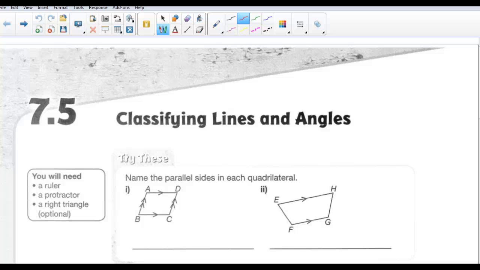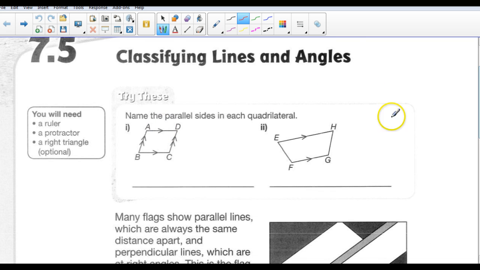Okay, this is 7.5, classifying lines and angles. I didn't do 7.4 because it's fairly self-explanatory and you should have no problem reading through it and using a compass and a ruler and a protractor to be able to figure that out. So here we're classifying lines and angles in 7.5. Okay, so we'll try these.